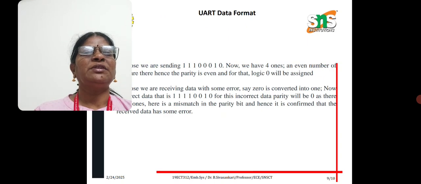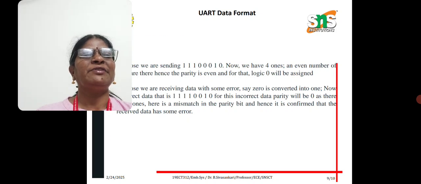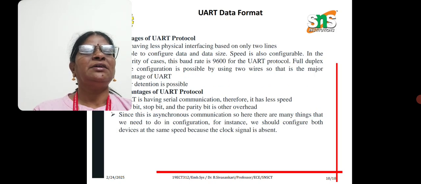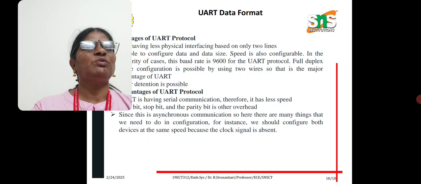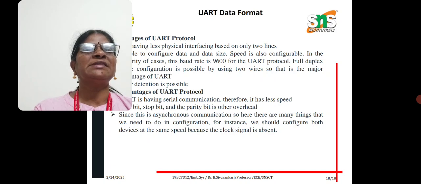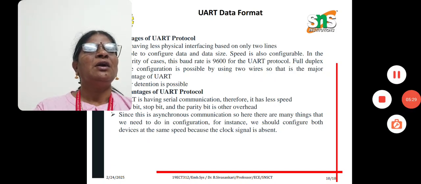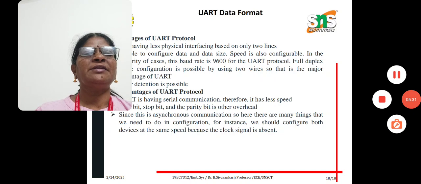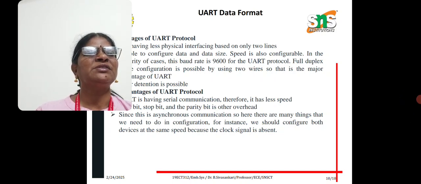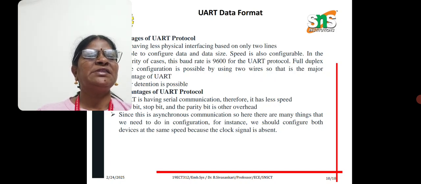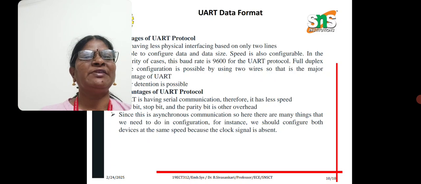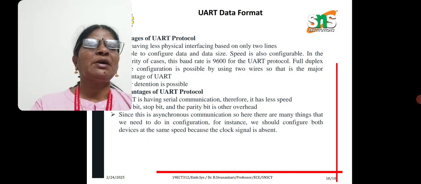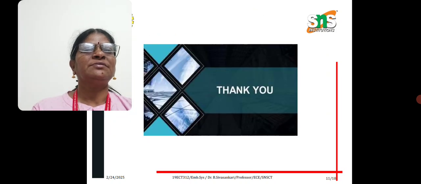So this is the UART data format where we can transfer the data, and these are all the advantages and disadvantages. In advantages, it has less physical interfacing, based on only two lines, etc. And the main disadvantage is, since this is asynchronous communication, there are many things that we need to do in a configuration. For instance, we should configure both devices at the same speed because the clock signal is absent. This is all about our UART. Thank you.